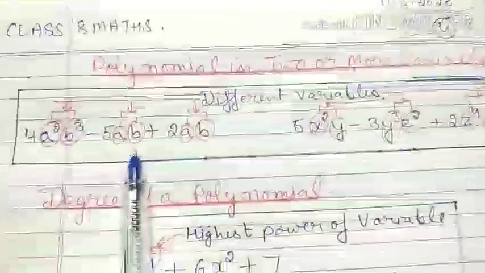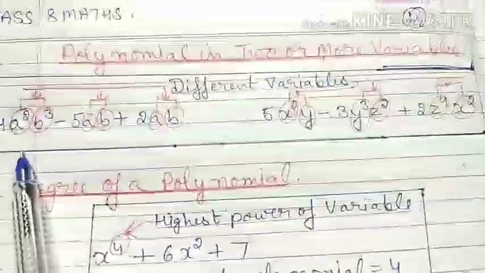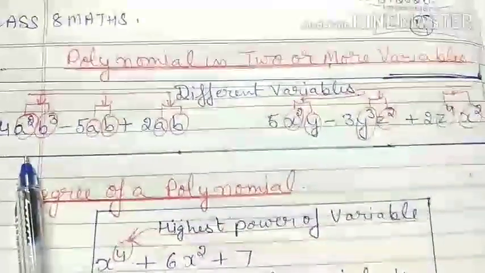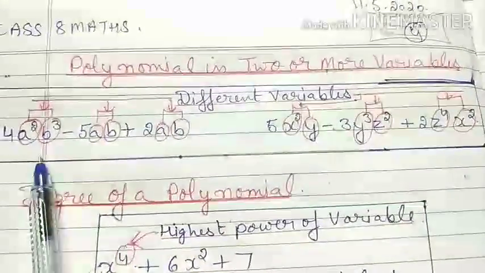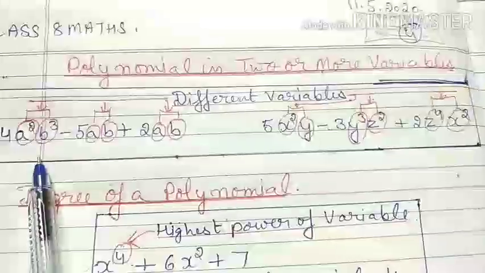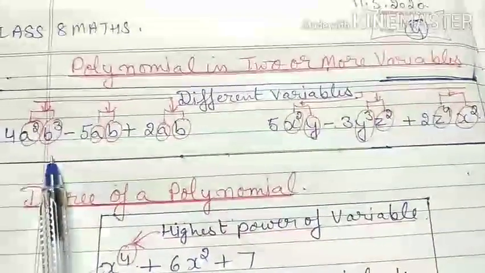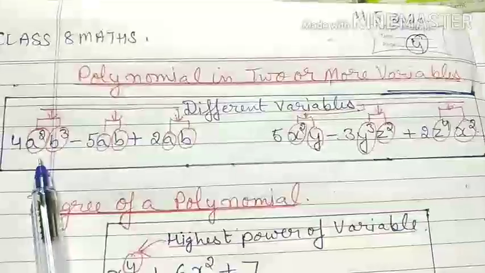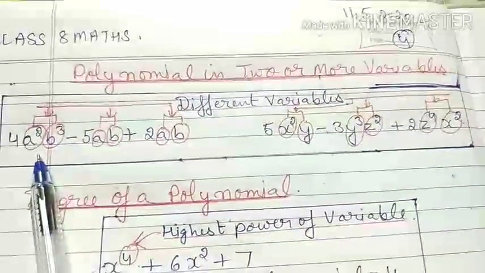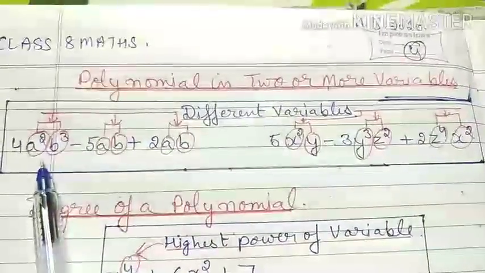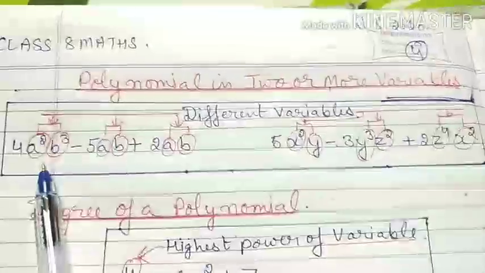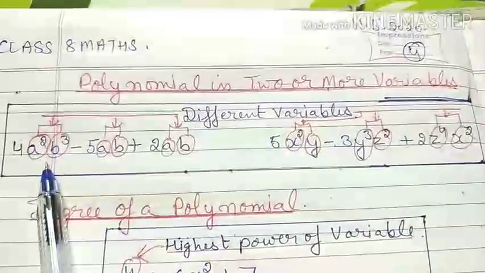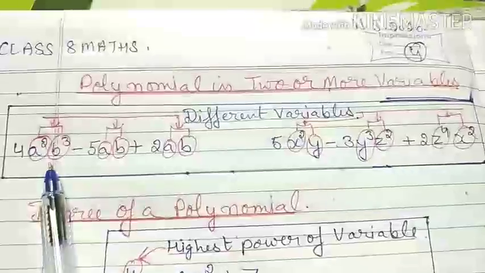If in the expression two variables are multiplied with each other, doesn't matter the power, we consider it a polynomial in two variables. Like here, two variables: we consider only if there are two variables multiplied with each other. If three variables are multiplied with each other, we consider it a three variable polynomial, four variable polynomial, and so on. It goes on as it is.